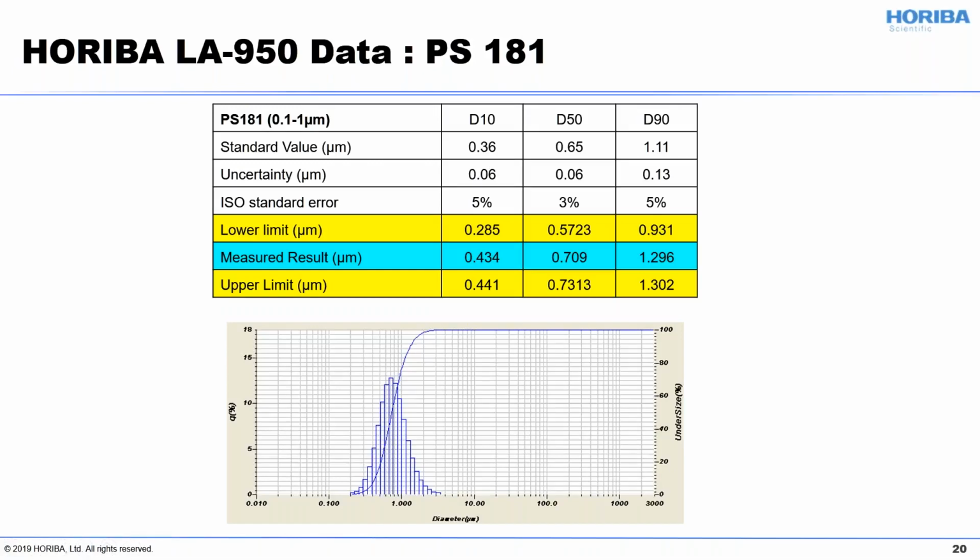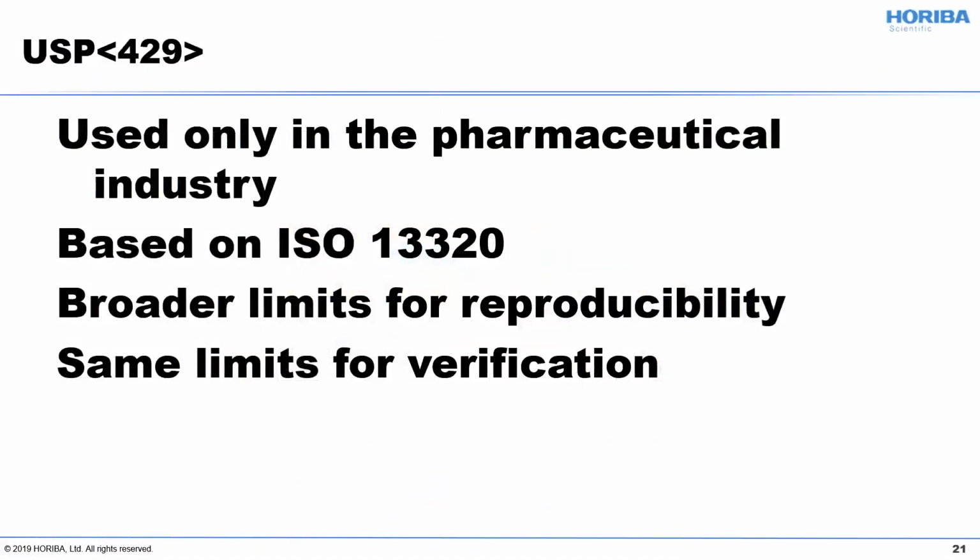That's a common surfactant. Quick comment, USP 429 is used only in the pharmaceutical industry and is based on ISO 13320. It has broader limits for reproducibility, but the same limits for verification. So if you're in pharma, you might go and look at this standard in addition to 13320.